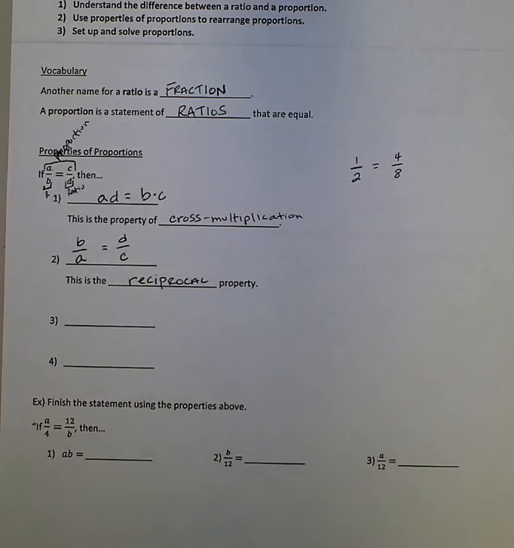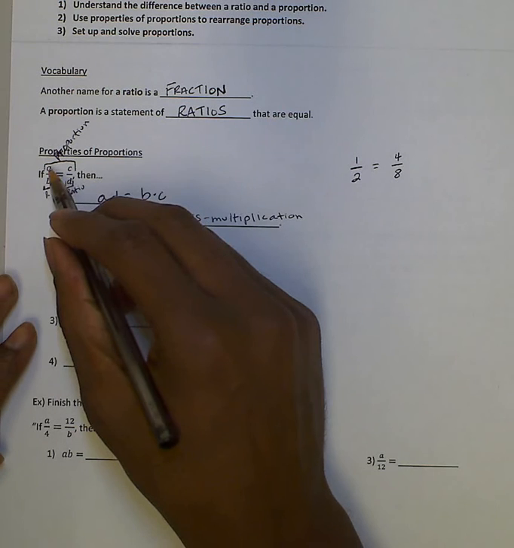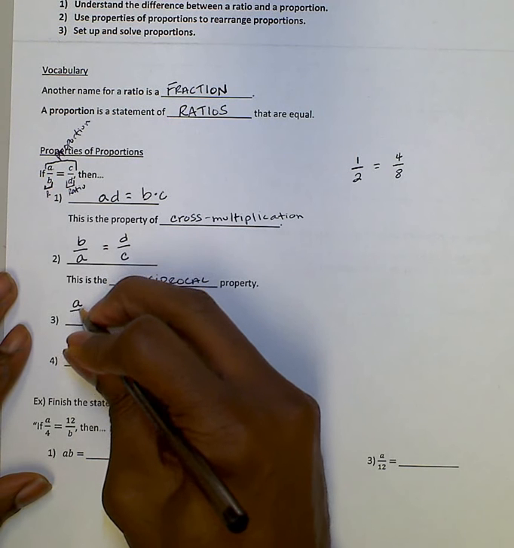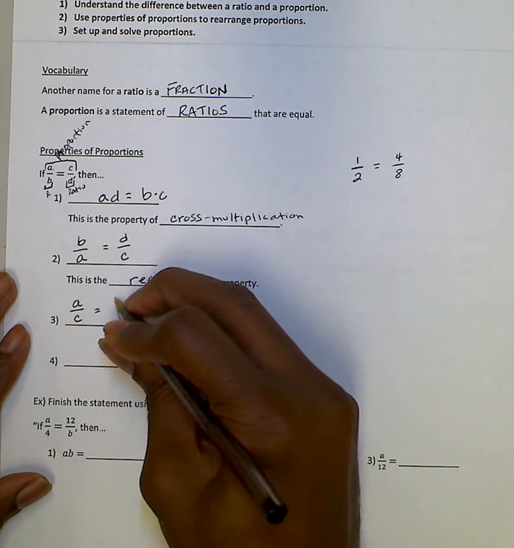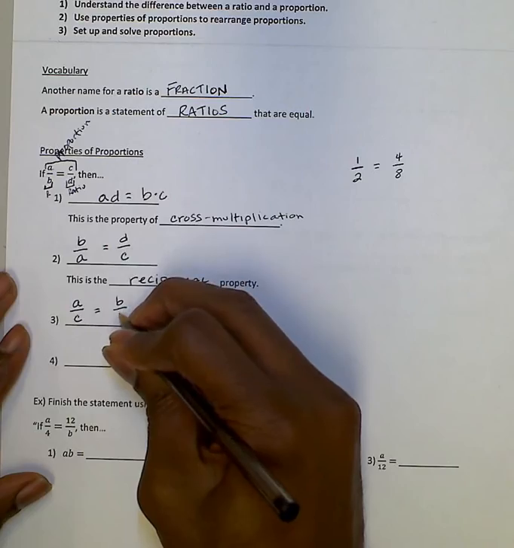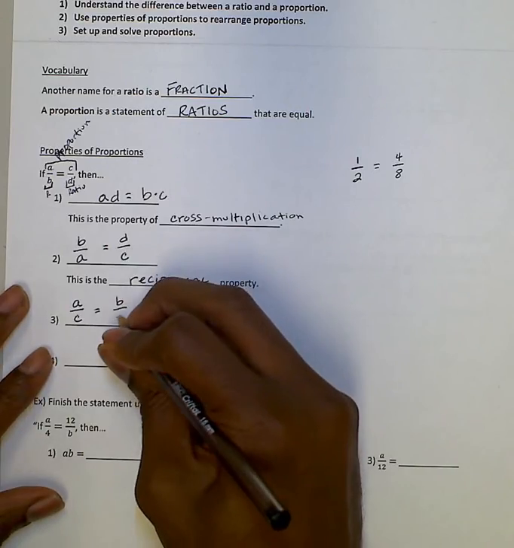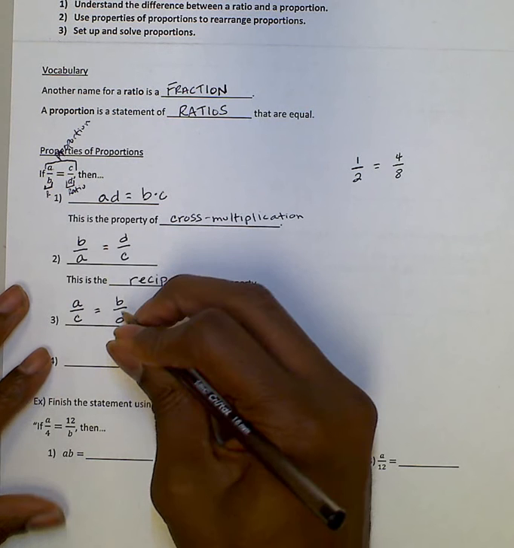A couple other things work out for us. Again, if A over B equals C over D, then I know that A over C will equal B over D, saying that the ratio of the numerators should equal the ratio of the denominators.